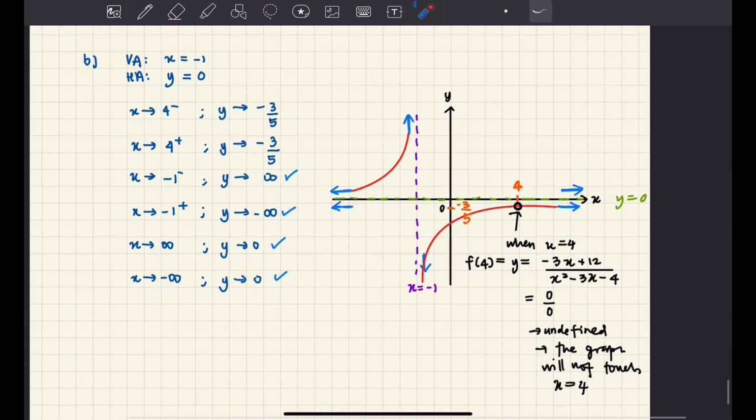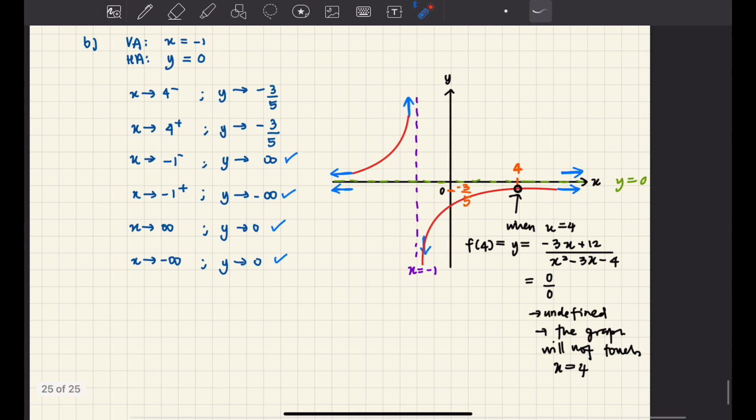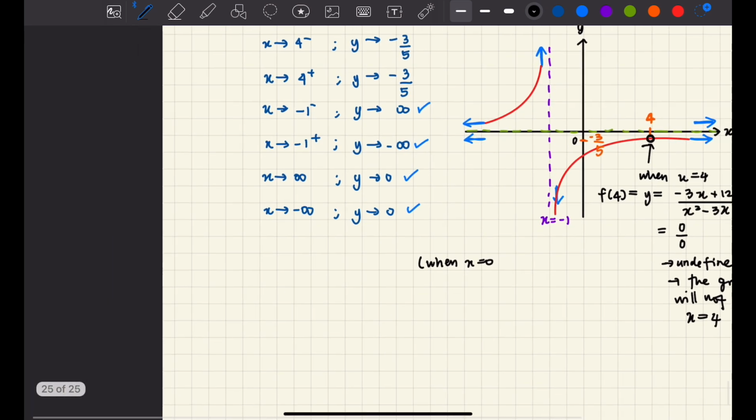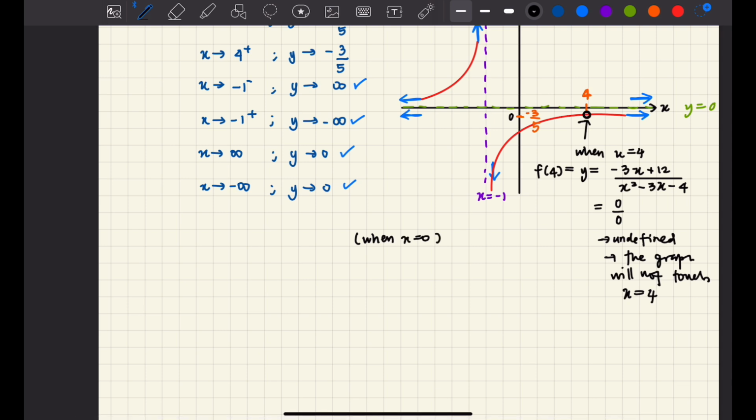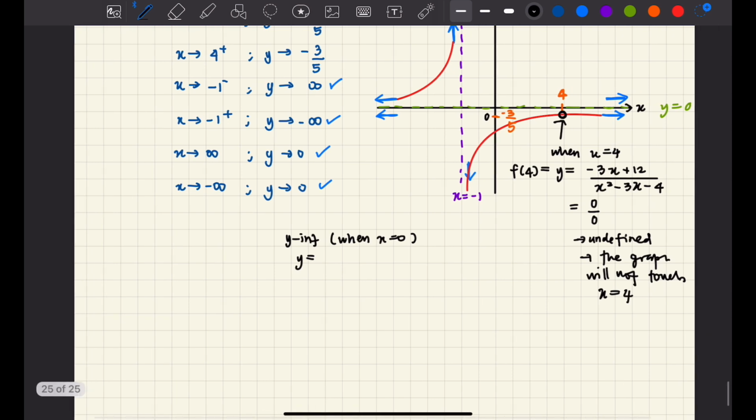Right, so and then there's one more last thing that you need to do. So over here you see you have a y-intercept. So you need to find your y-intercept. Okay, so y-intercept is when x equal to 0. Okay, so this is y-intercept. Okay, when x is equal to 0, so kita akan dapat y is equal to 12 over negative 4, which is equal to negative 3. So this one over here is negative 3.